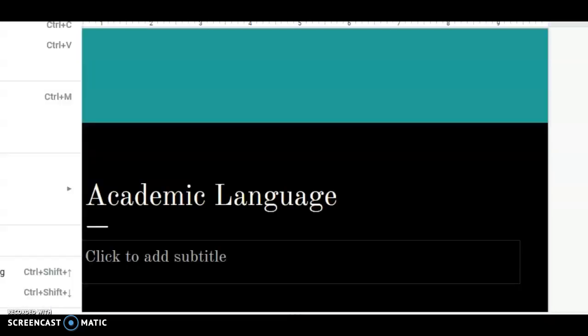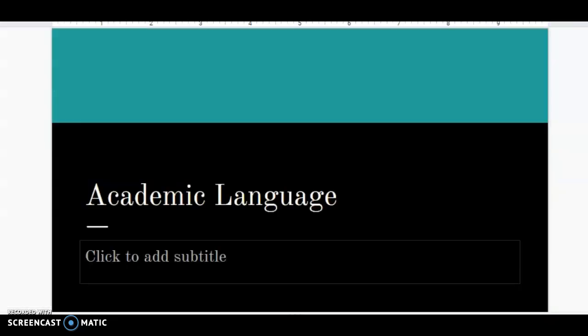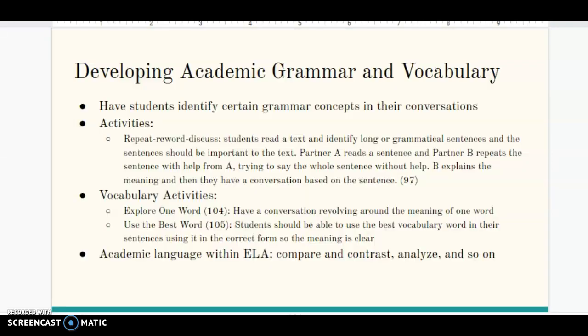And then we have academic language, which is a huge part of ELA as well. So we have developing academic grammar and vocabulary. Have students identify certain grammar components in their conversations and their writing. So having them self-evaluate and see what grammar mistakes they have made, and going back and being able to fix it on their own without being told that it's a mistake. And there are some activities that could help with that.